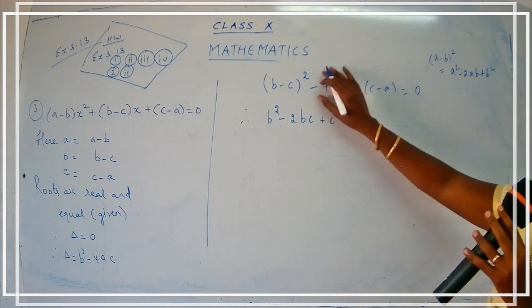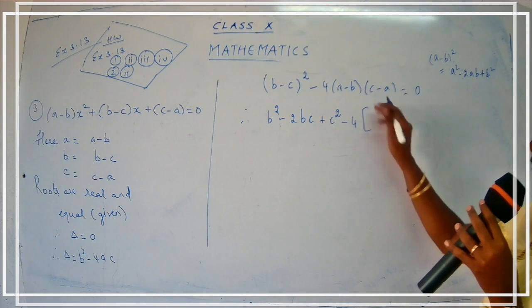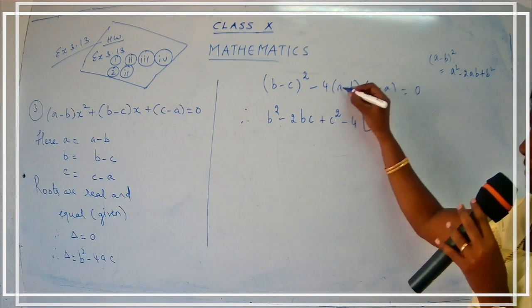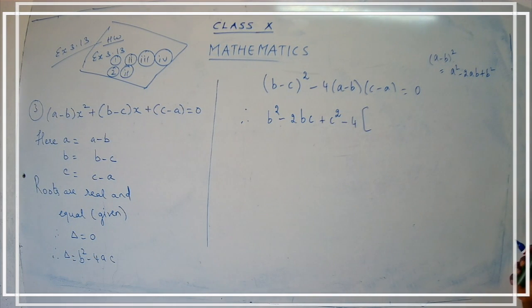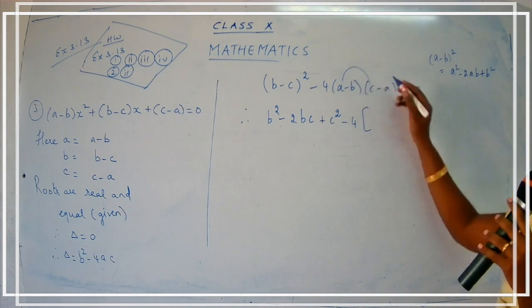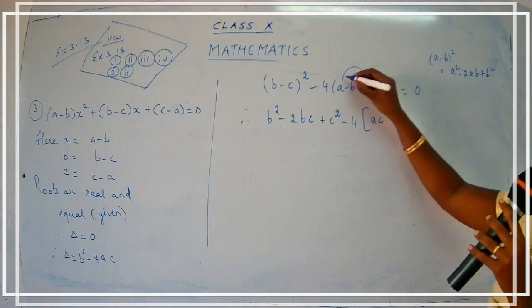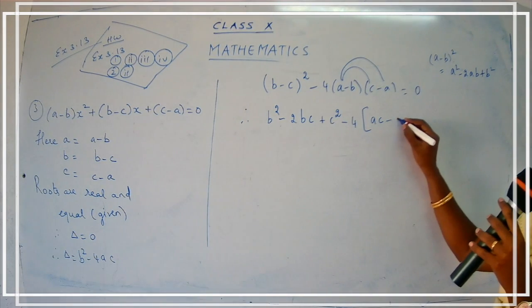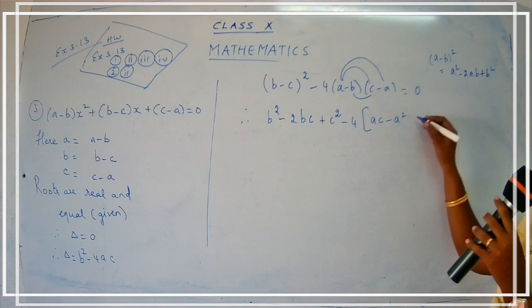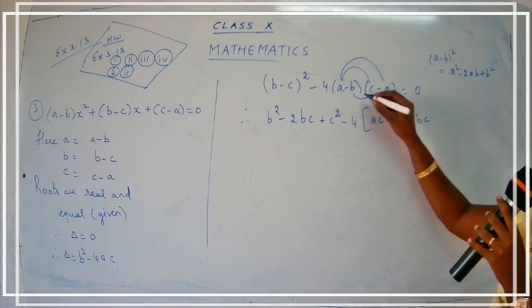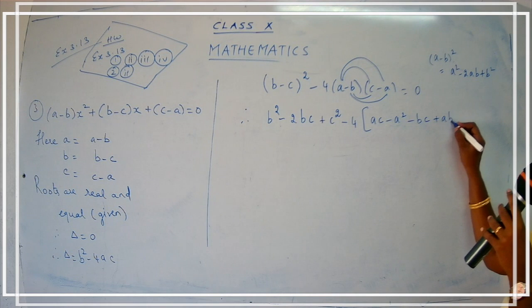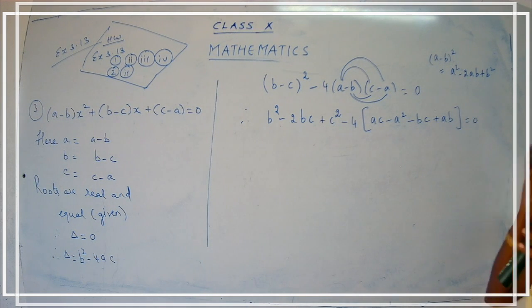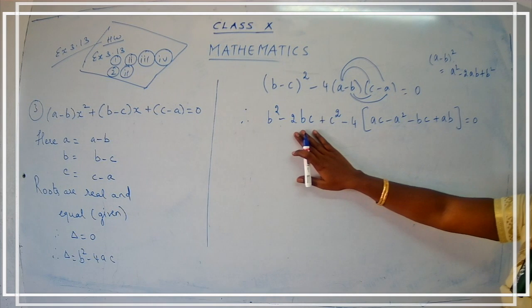What I'm going to do is keep 4 as it is and expand these 2 first. I'm going to multiply a minus b and c minus a. Let us multiply a into c, ac, a into minus a, minus a square, minus b into c, minus bc, minus b into minus a, plus ab. I'll just repeat once again. I hope many people are just blinking at this line. I hope the first expansion is clear to you, children.